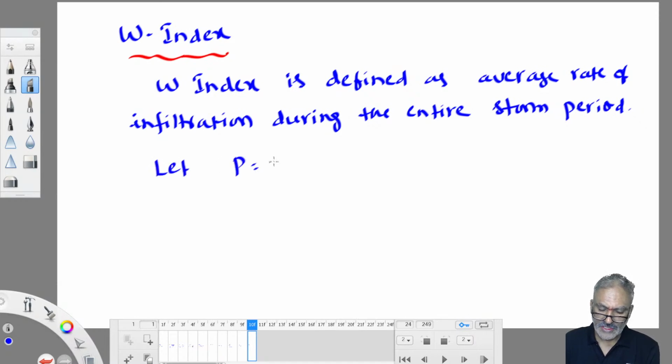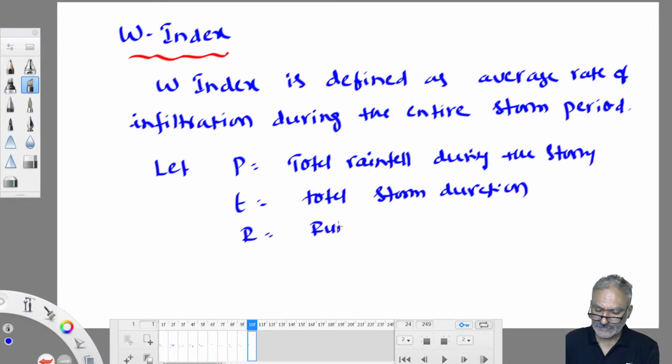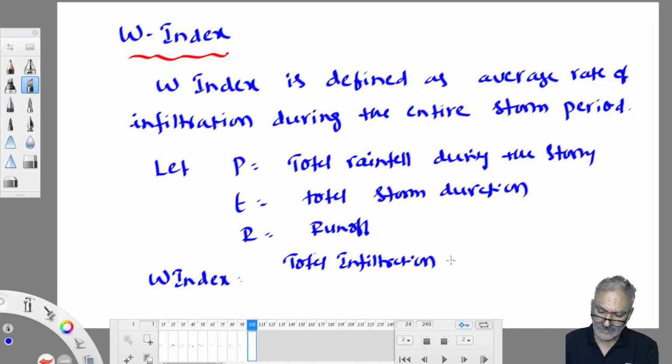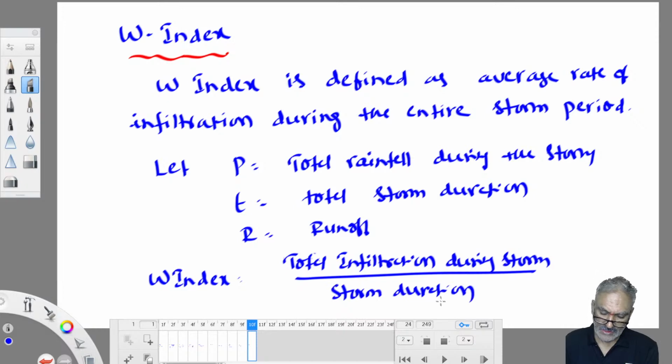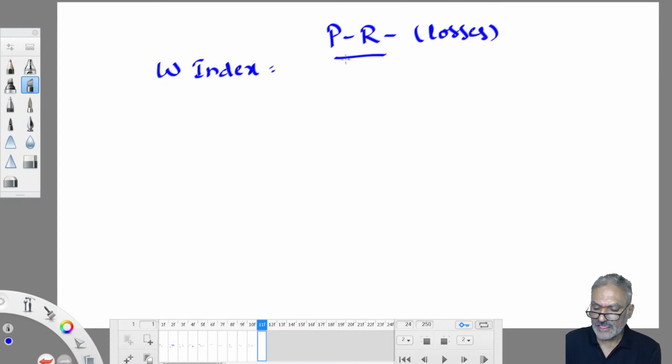Let P is equal to rainfall, total rainfall during storm, and T is equal to total storm duration, and R is equal to runoff. Therefore, this W index is equal to total infiltration by total storm duration. So mathematically, if you write it in the form of an equation, it is P minus R minus, there are some losses also, the initial losses, they are also taken into account, by T.